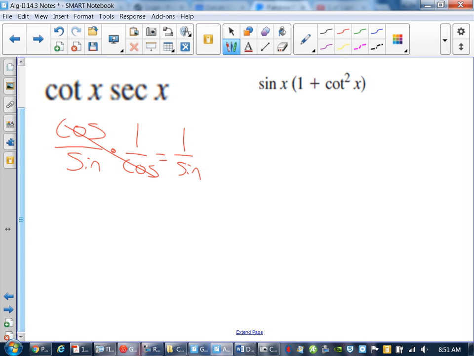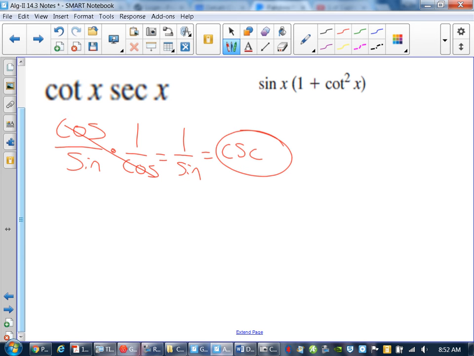Which equals what? Cosecant. Very good. And I can rewrite that then as a cosecant because then I get rid of the fraction. It's less writing. Okay. That's all it is. It's a whole ton of substitution.